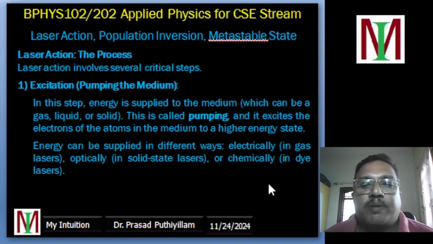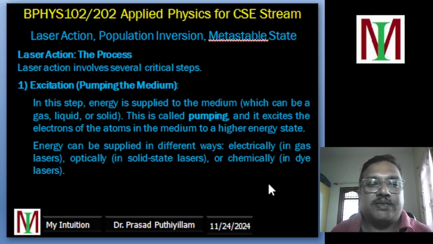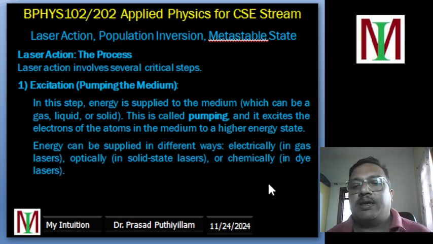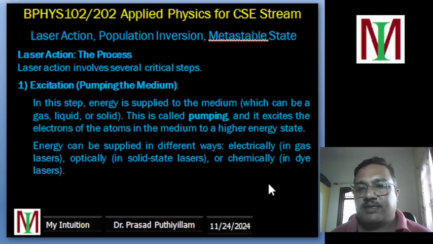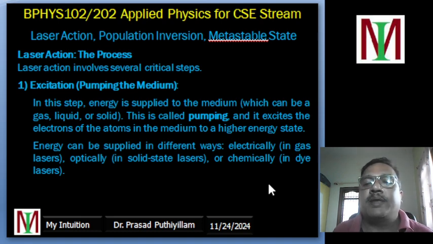This is called pumping, and it excites the electrons of the atoms of the medium to a higher energy state. Energy can be supplied in different ways: electrically if it is a gas laser, optically if it is a solid-state laser, or chemically if it is a dye laser, where the atoms are made of dyes. Different colored dyes can also be used in a laser.